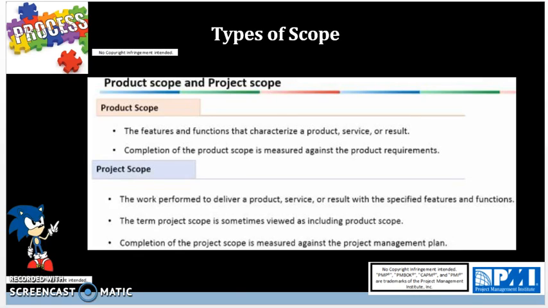Next, we need to understand types of scope. There are two possible scope options for any given project. Product scope, which is the technical functional aspects of the product, service, or result. So features and functions that characterize the product, service, or result. The completion of product scope is measured against the product requirements. So the product scope focuses on the product.